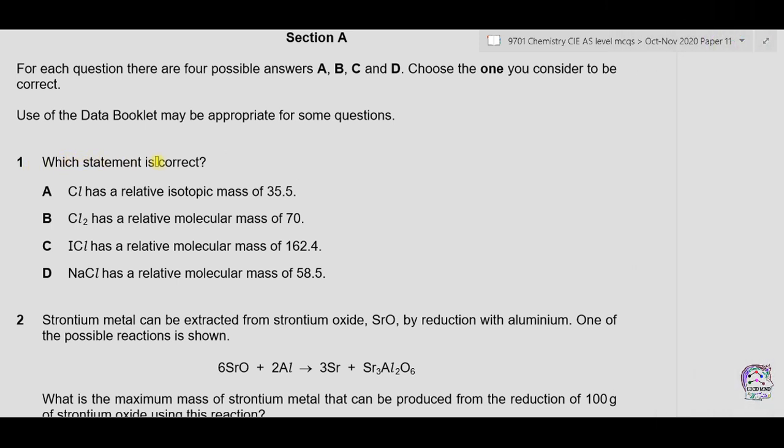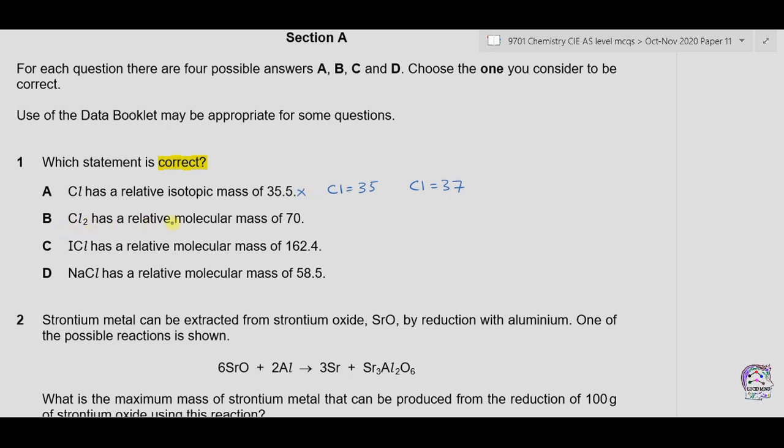Question number 1. Which statement is correct? A. Chlorine has a relative isotopic mass of 35.5. Now we know that in the periodic table isotopic mass is not given, but instead the average atomic masses are given. There are two different isotopes of chlorine. One has isotopic mass 35, and the second has isotopic mass equal to 37. So this statement is incorrect.